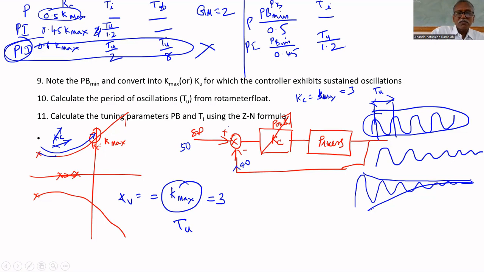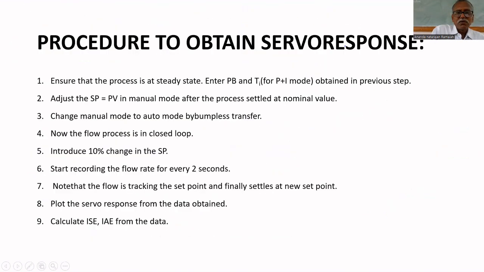Now we have to do the experiment. First thing is we have to obtain the servo response. So you have to enter the tuning parameters in manual mode. Continuously press escape while it displays set point. It will get into configuration mode. Enter PB, TI, then come out. If you continuously press escape, it will come out. It is in manual mode.